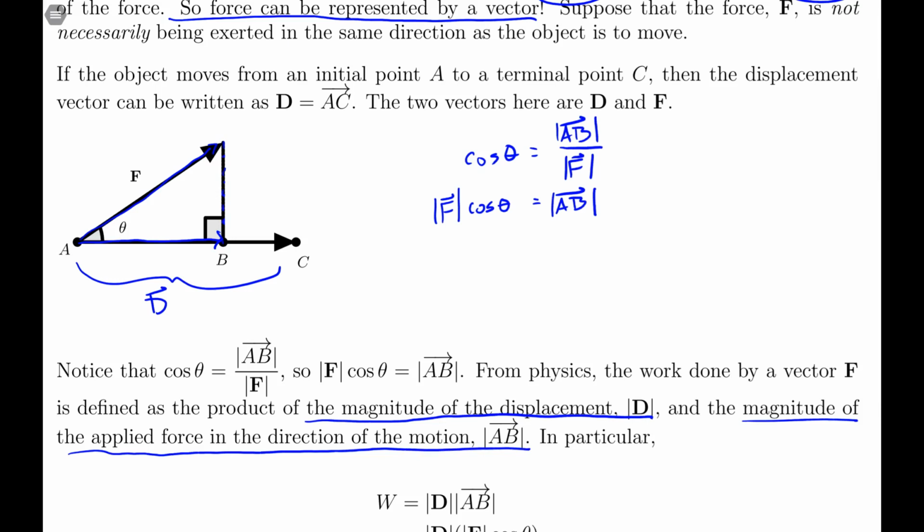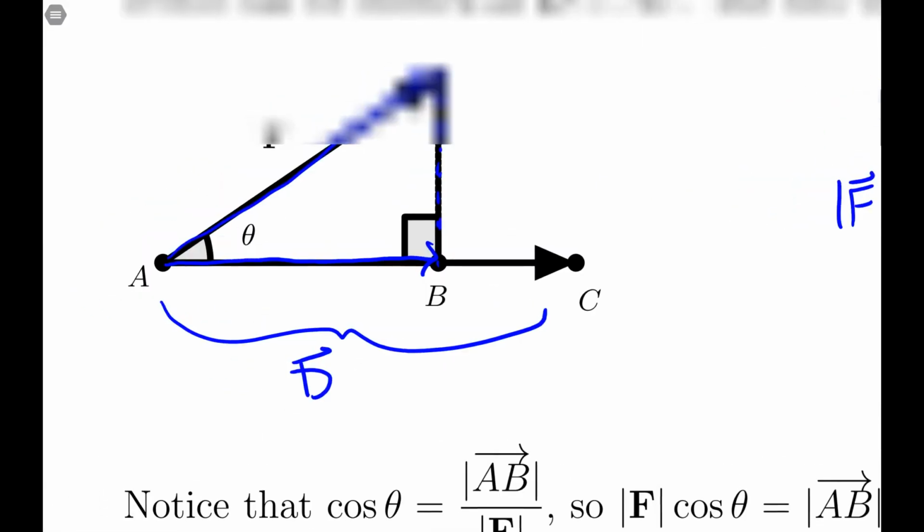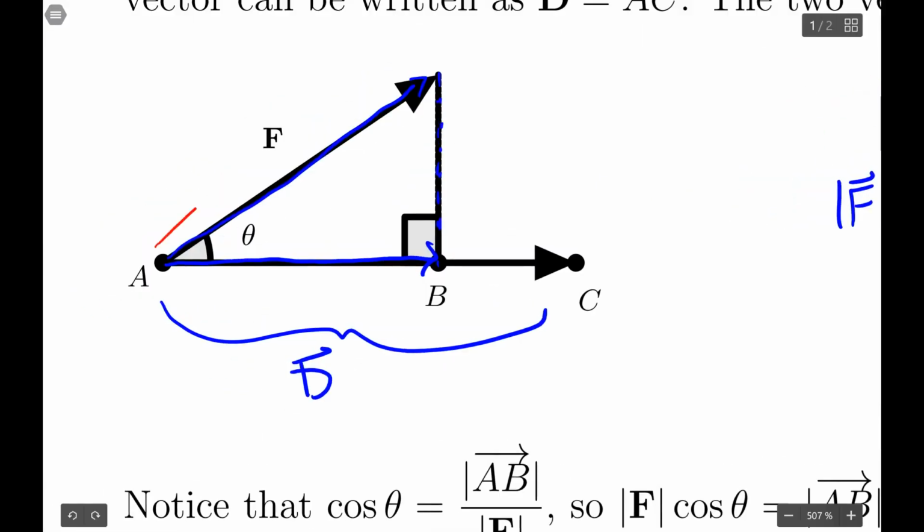Those are a lot of words, so hopefully we can see here we have the magnitude of the displacement, that's the size of D, and we're looking at the applied force in the direction of the motion. So we aren't looking at the force in its pure direction, going this way, but we're breaking this down into, if you pull something up and to the right, then you're actually pulling it partially in the direction going to the right. So we're just looking at how much of the force is going to the right. Well, that's this particular vector from A to B.